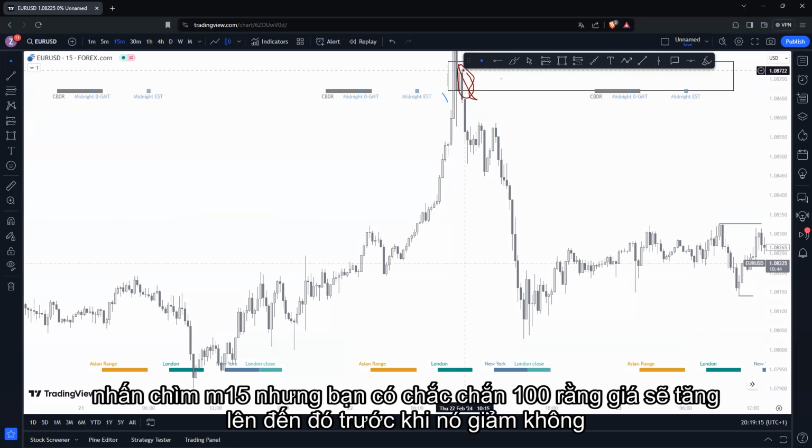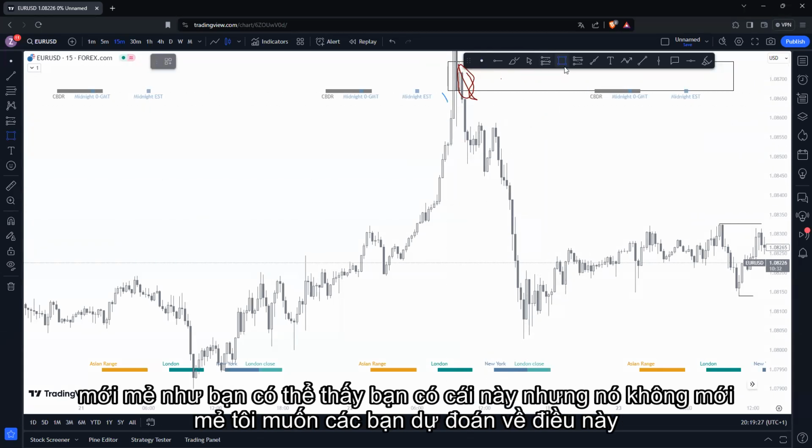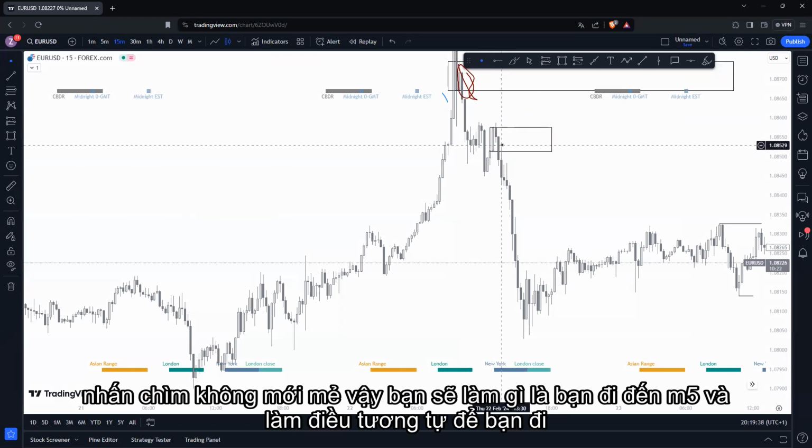You have a fresh engulf on M15, but would you be 100% sure that price is going to go all the way up there before it goes down? What do you do in this case? When the engulf is too far, or you don't have an engulf at all that is fresh, as you can see, you have this one, but it is unfresh. I want you guys to anticipate in this. So this is an unfresh engulf, okay?